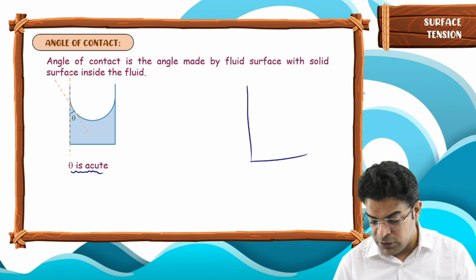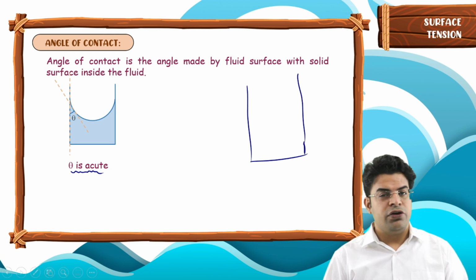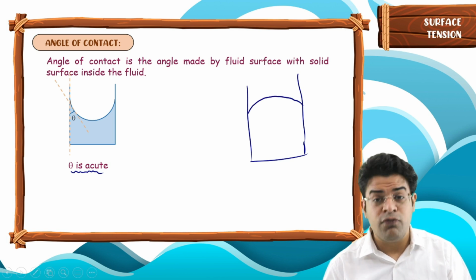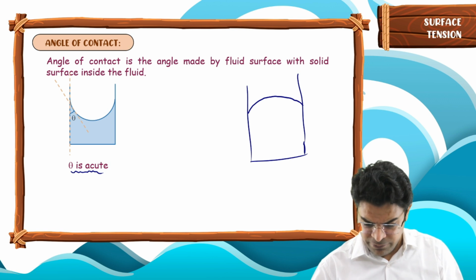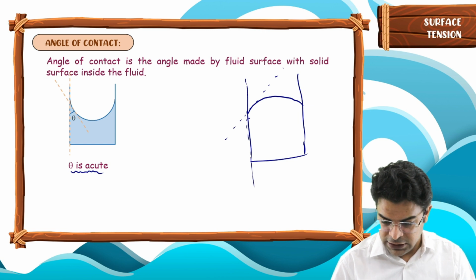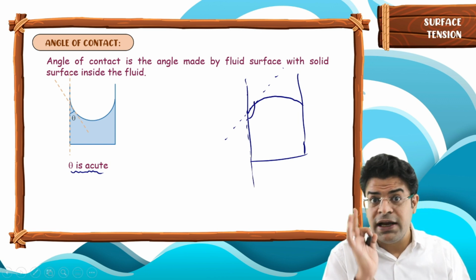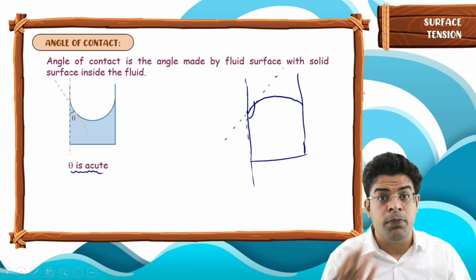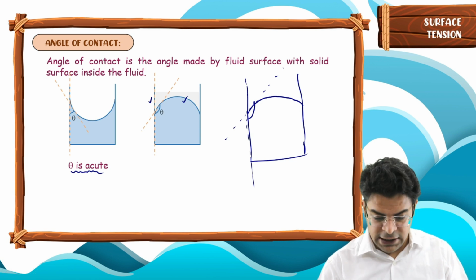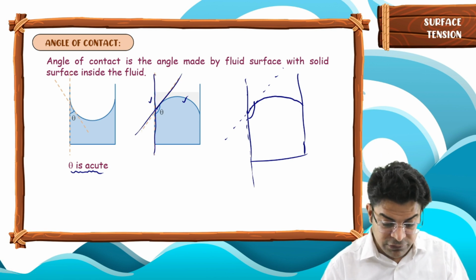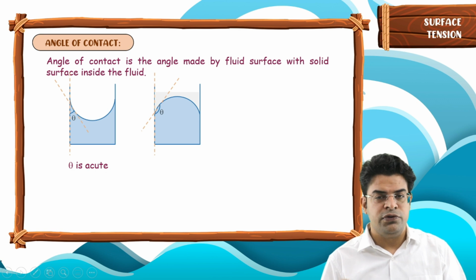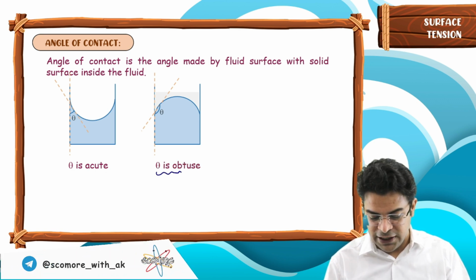What if we place mercury in a glass beaker? You have seen so many diagrams of barometers. For mercury and glass, you get this type of shape. So what is the angle of contact? Angle of contact is the angle made by the fluid surface with the solid surface inside the fluid. So for mercury and glass, the angle of contact comes out to be an obtuse angle. Remember, it is measured inside the fluid, not outside the fluid. So for mercury and glass, the angle of contact is obtuse.